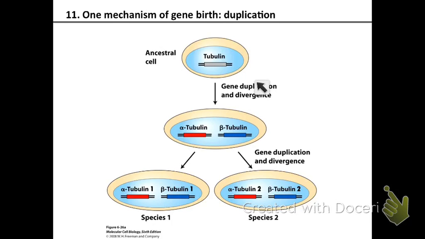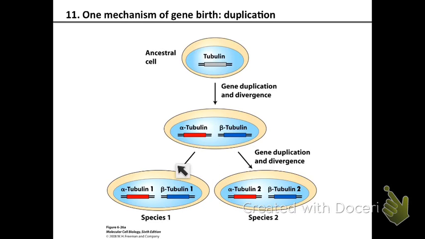Each of their sequences started evolving differently. After millions of years, we now have two copies of this gene. One is called alpha tubulin, and the other is beta tubulin, with slightly different sequences and slightly different functions. When this ancestral cell started evolving into two different species, these two species became independent of each other. So the sequences of alpha and beta tubulin in these two species are going to evolve differently. They are going to accumulate mutations and differences differently from each other.